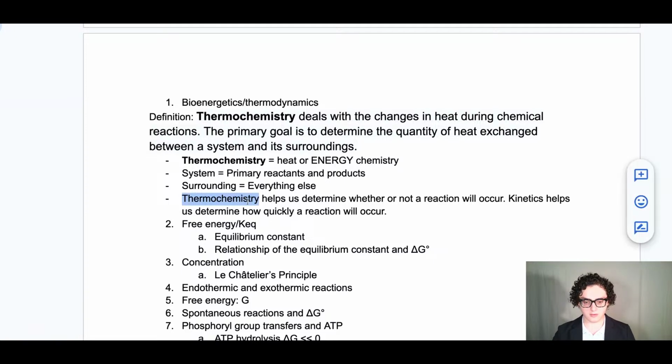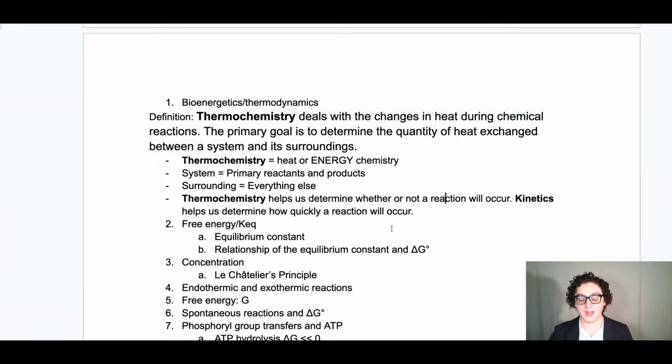This is another way of putting it. Thermochemistry helps us determine whether or not a reaction will occur. Kinetics helps us determine how quickly a reaction will occur. Both thermochemistry and kinetics are going to figure into today's discussion, but this is primarily going to be about thermochemistry.